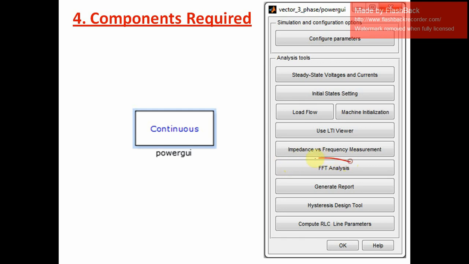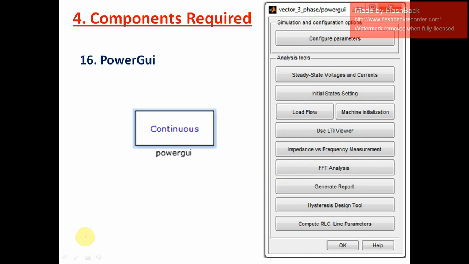The power GUI is a multi-functional block, but we are going to use it with the target of FFT analysis. It gives us a lot of parameters, a lot of things we can assess and analyze. So there is configuration of the parameters, steady state voltage and current, initial state setting, and many other parameters. But in our power electronics module, we are going to use only FFT. With reference to FFT, we are going to use this particular block, that is the power GUI, graphical user interface.